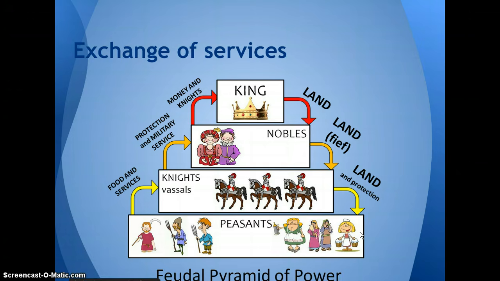This pyramid will really be a nice way to show how the goods and services are exchanged. So here's the king. So he technically owns all the land. So what he's going to do is give his land to the nobility. The nobles then in exchange will give money and knights or soldiers to the king. They don't just keep that land that the king gave them. They keep some for themselves and grant some, it's called a fief, to knights. These are vassals of the nobles.